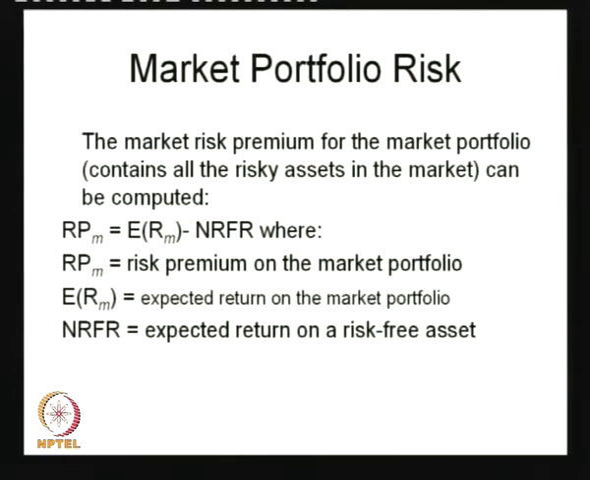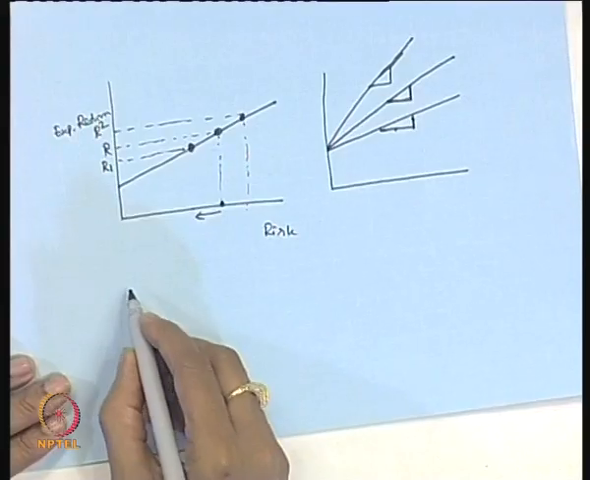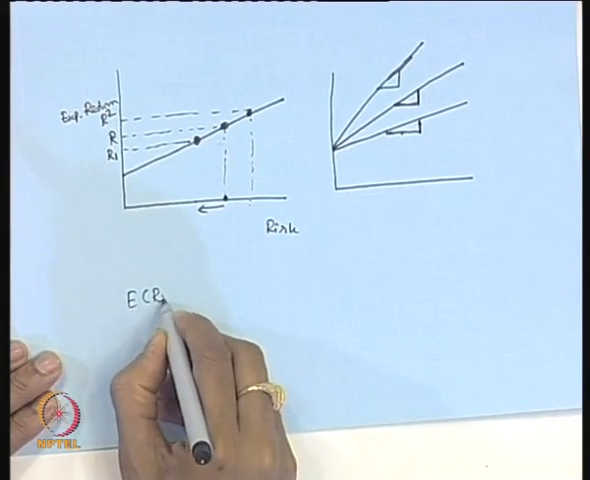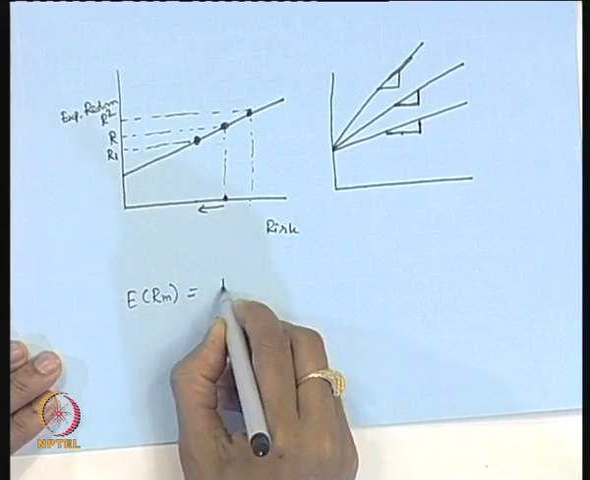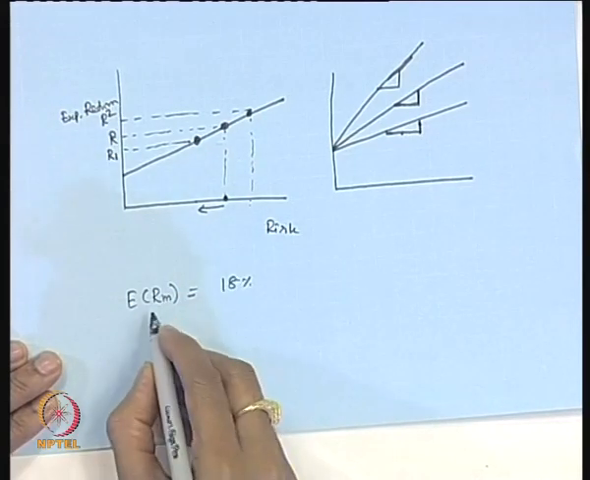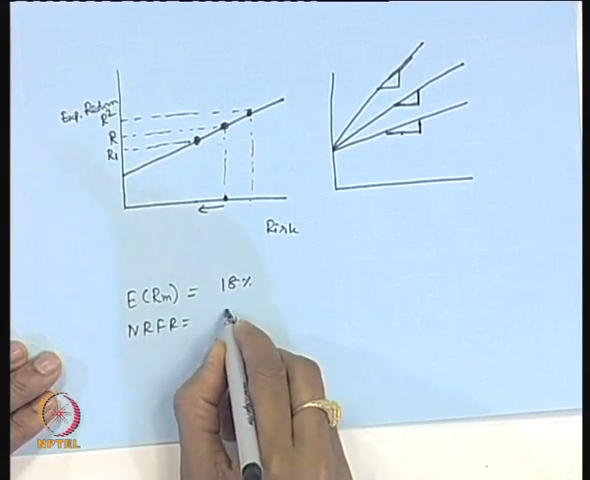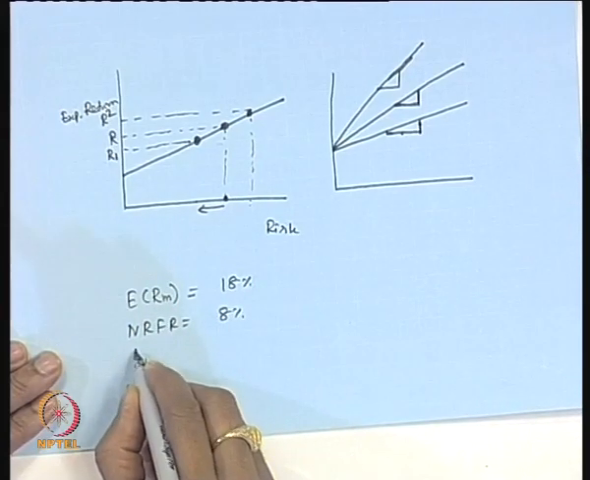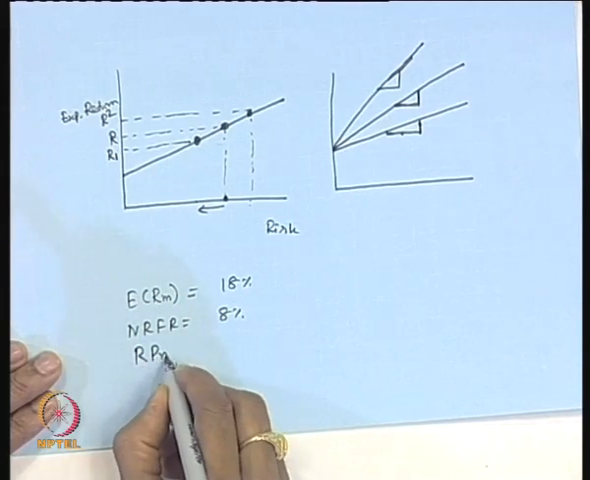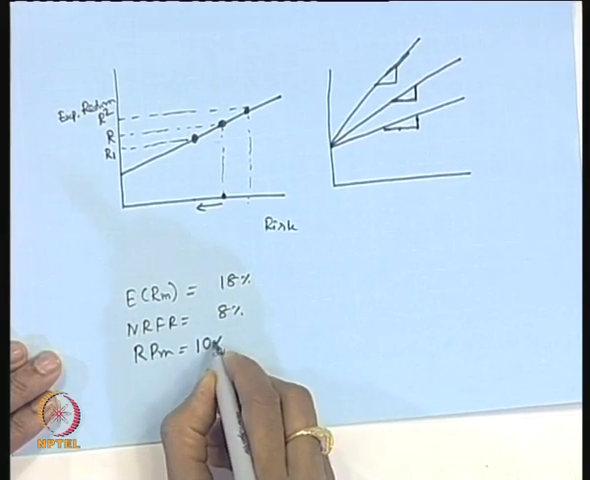So, the market risk premium for the portfolio can also be found out. Where you say that the market portfolio risk return as such is nothing but the expected return minus the nominal risk free rate of return. That means, if my expected rate of return on the portfolio is 18%, and the nominal risk free rate of return is, let us say, 8%, that means the risk premium on the market I am taking is 10%.